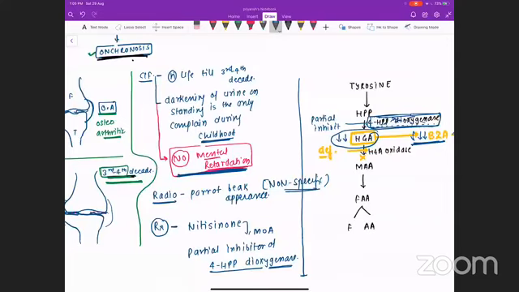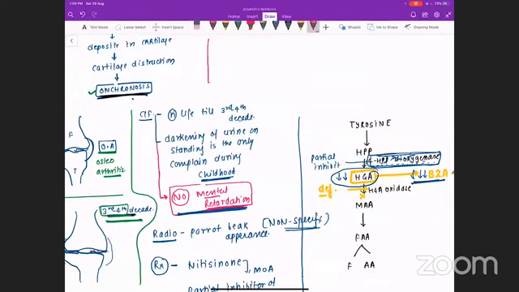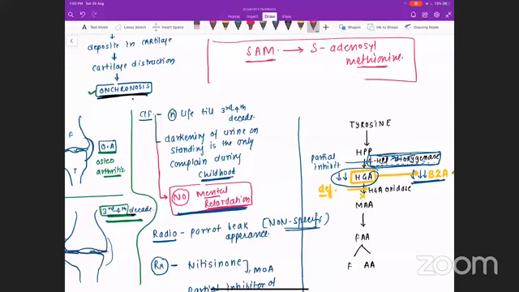Someone is asking for the same. What is the full form of SAM? I have deliberately not told you the full form. We will discuss SAM in detail. The full form is S-adenosyl methionine. We will discuss this molecule when we discuss methionine. SAM is a methyl donor. We will discuss this molecule in detail when we discuss the methionine amino acid, in the next class probably.